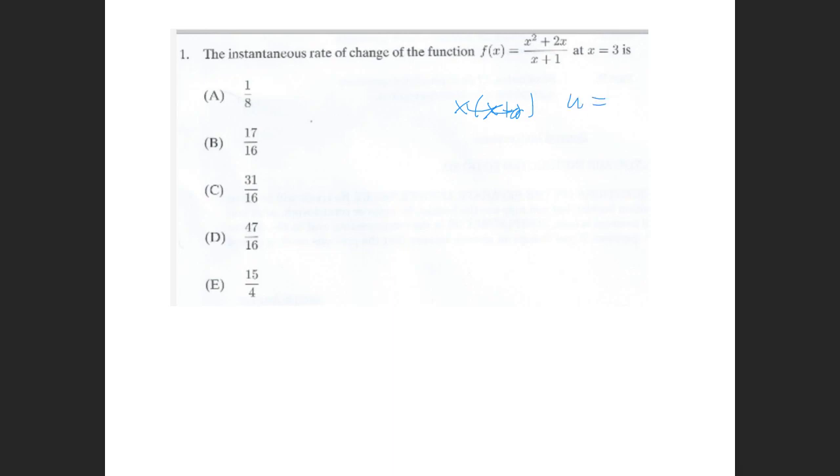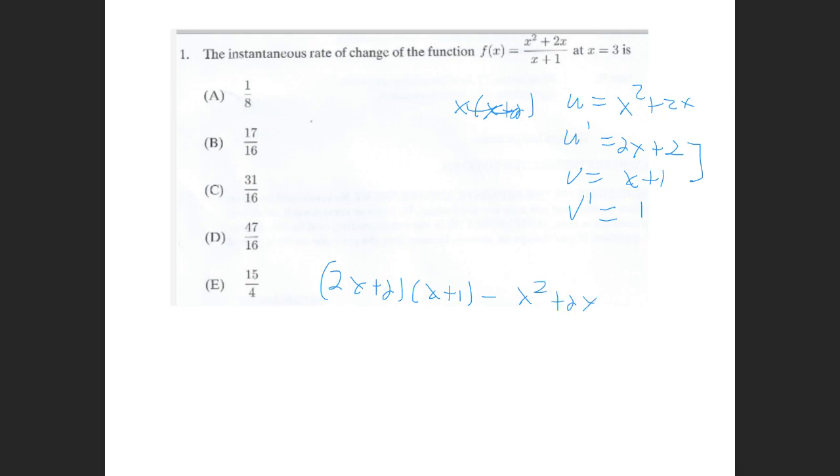So u is equal to x squared plus 2x. I'm thinking I could do that easier, but I guess not. So u prime is equal to 2x plus 2. V is equal to x plus 1. V prime is equal to 1. Inside, so I've got 2x plus 2 times x plus 1 minus outside, which is x squared plus 2x times 1, all over bottom squared, x plus 1 squared. Now, do I have to simplify this? Absolutely not. This is a problem where they want us to find the instantaneous rate of change at 3. I don't have to do anything else.